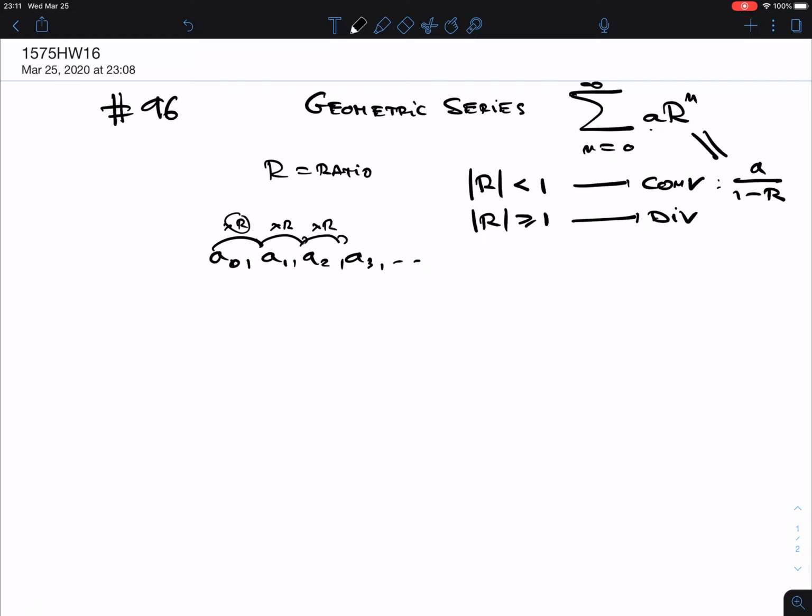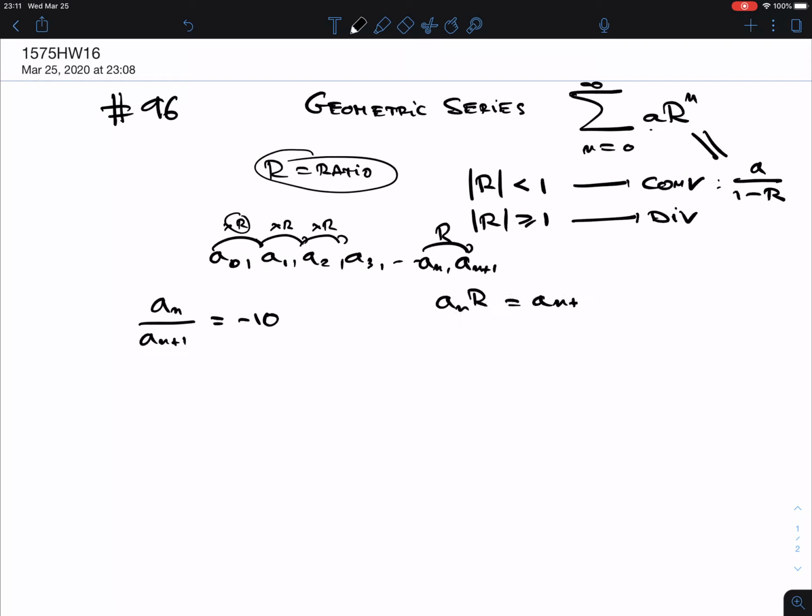Now, how is problem 96 formulated? They say that a_n divided by a_(n+1) is equal to minus 10. Now, I guarantee you will never get it this way. You will always be told what the ratio is. But it is misleading. So let's write down what I just said. If I multiply the previous term a_n with r, I get the next one.